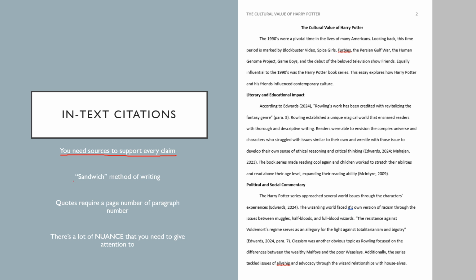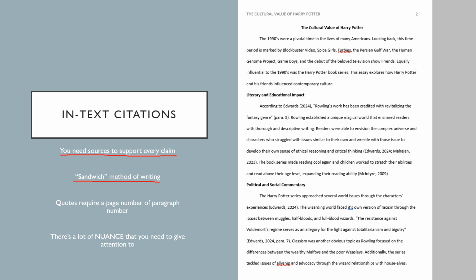So, let's talk about the sandwich method. I call it the sandwich method. I don't know that anyone else does, but it's what I call the sandwich method. So, when you're writing a paragraph, you want to give reference to every one that you use to create the paragraph. But sometimes the whole paragraph is from the same person.